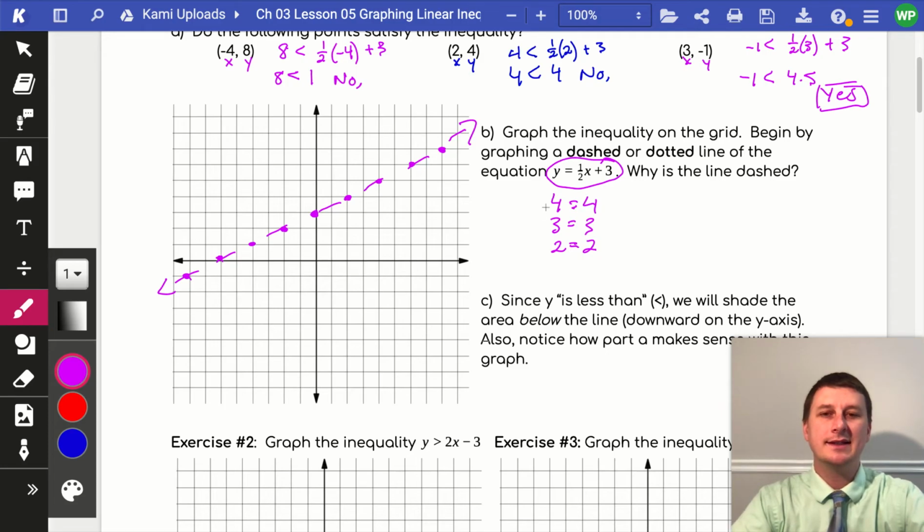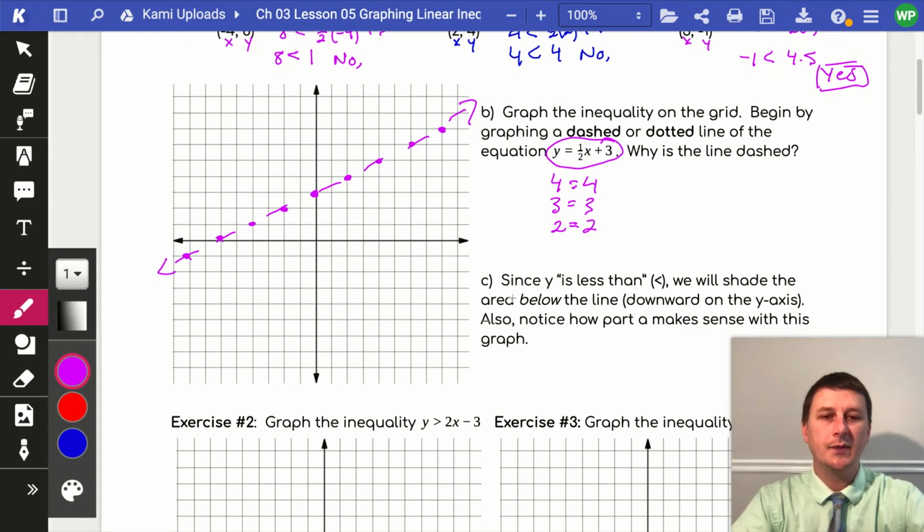The reason why the line is dashed is because we're not equal to those points. We have to be less than those points. And it says since y is less than, we will shade the area below the line, downward on the y-axis. Also notice how part A makes sense with this graph. Okay, so that's getting ahead of ourselves.